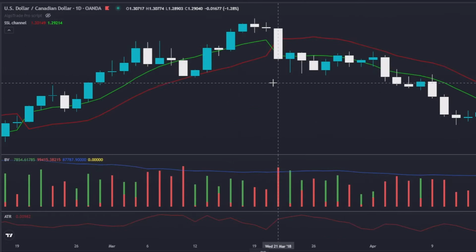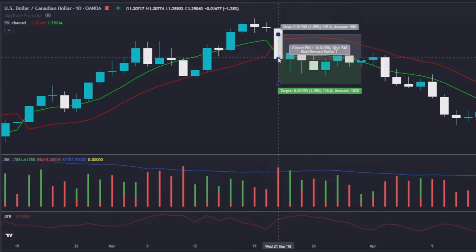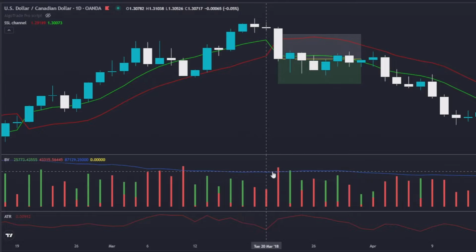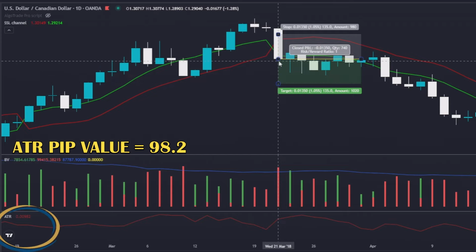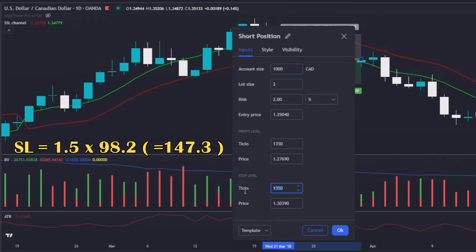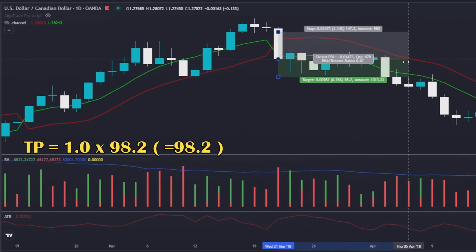Here we have an example of a valid short signal using the better volume indicator. As you can see, the SSL channel gave a sell signal and the respective volume bar is above the line of the histogram. The stop loss value is 1.5 times the ATR pip value, so 1.5 times 98.2, which is 147.3 pips, and the take profit is 1 times the ATR pip value, so 98.2 pips.